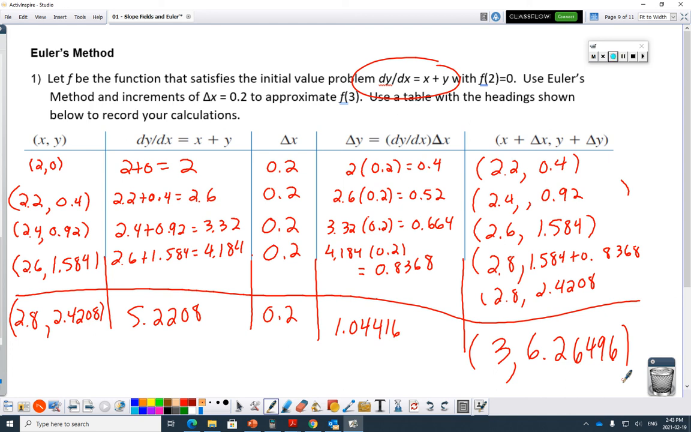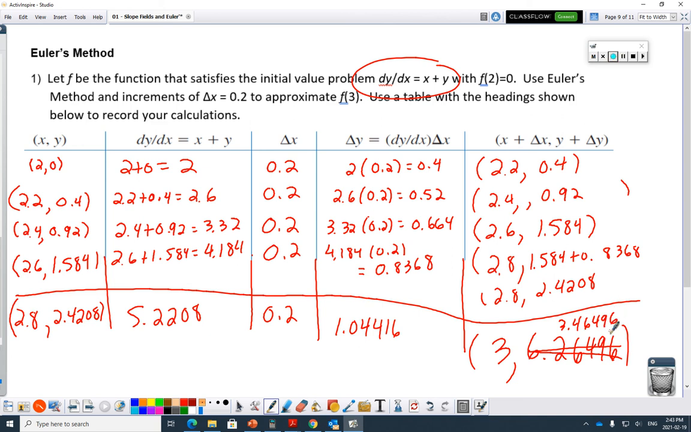3.46. I made a mistake there. Let's cross that out to show the mistake. I was supposed to add y with delta y, and so then I should have got 3.46496. And that'll be the biggest battle in this.